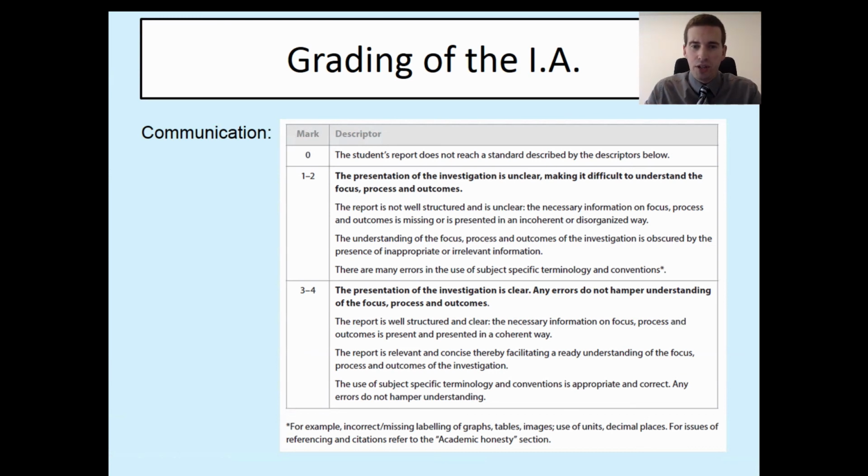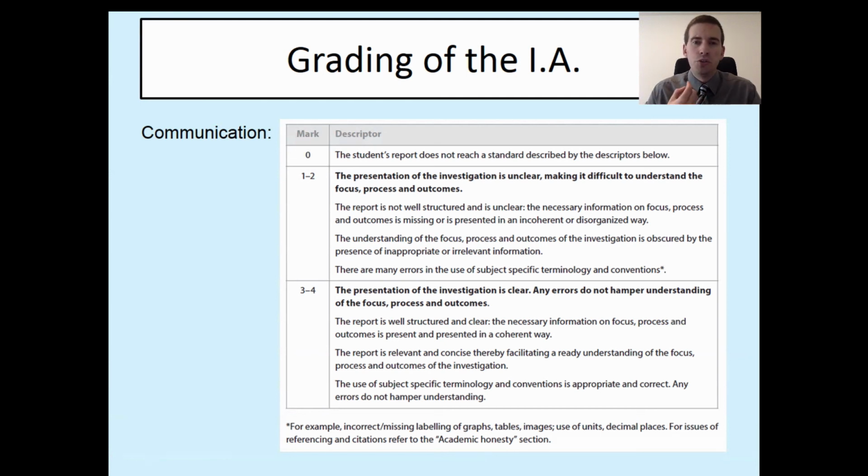So let's look at the higher marks again. So how you've presented your investigation is very clear. You've put it in a logical manner. So whereas you don't have to stick to the template I suggested, I really think you should. The report needs to be relevant, concise, which means you just include the information which is important.